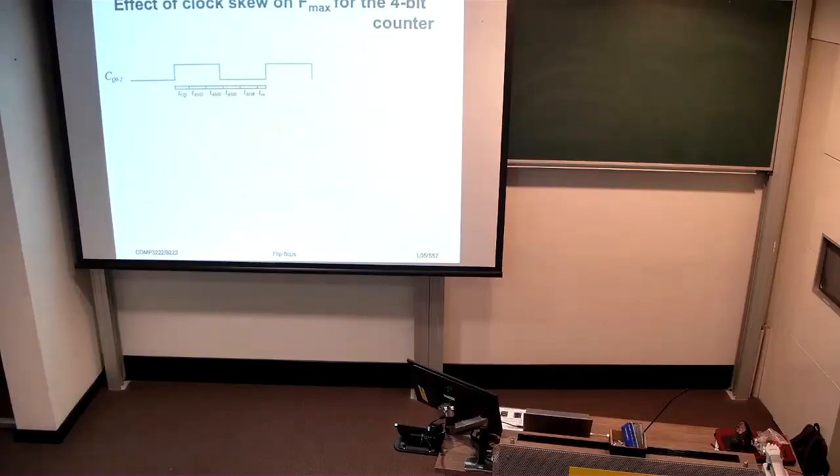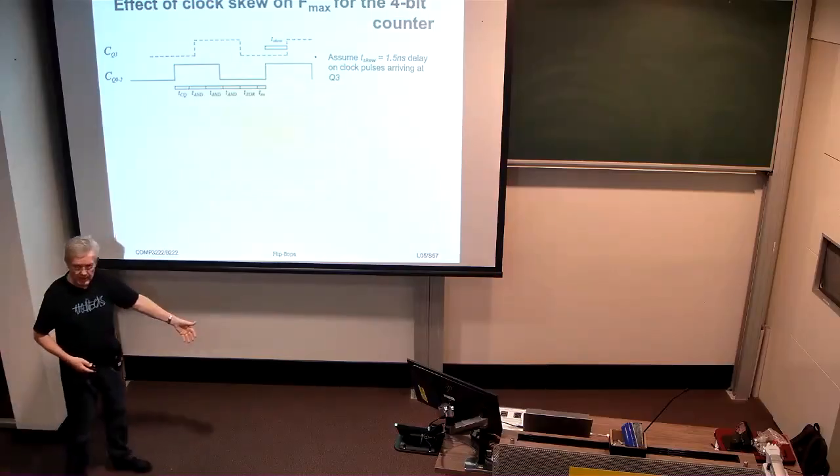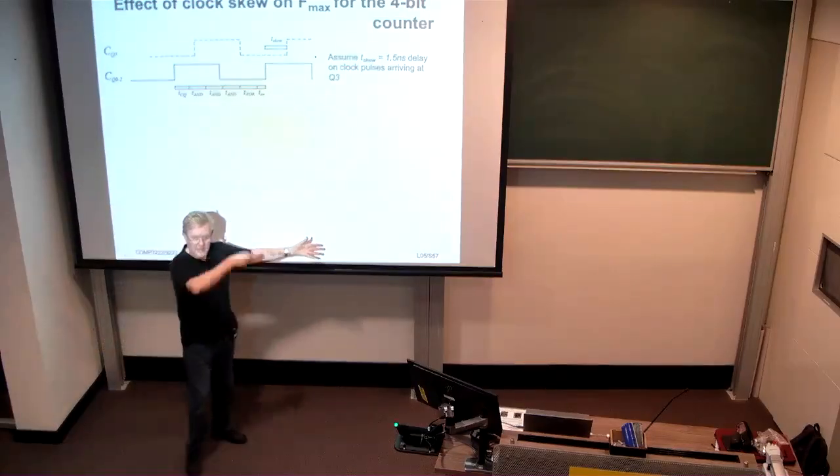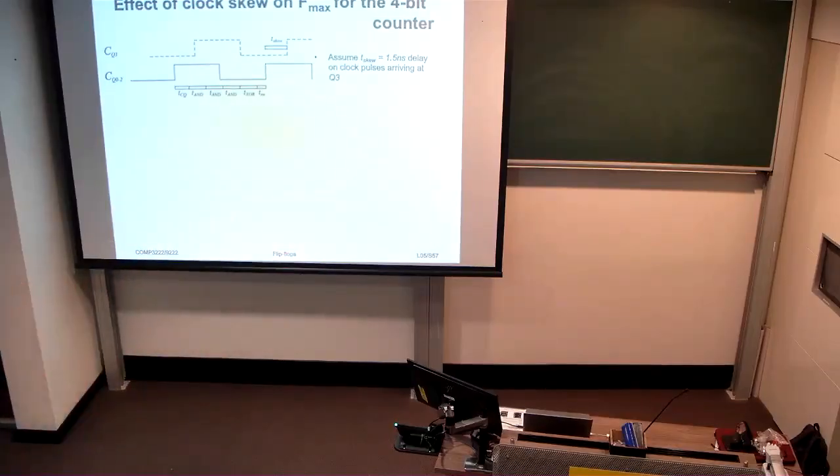So let's just think about our counter again. Let's say on the less significant 3 flip-flops, we have this timing graph, but for the most significant flip-flop, it's delayed by 1.5 nanoseconds. So there's a 1.5 nanosecond skew between the most significant flip-flop that was down the bottom and the ones that were above it in the diagram that we looked at.